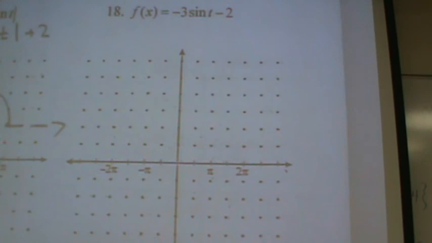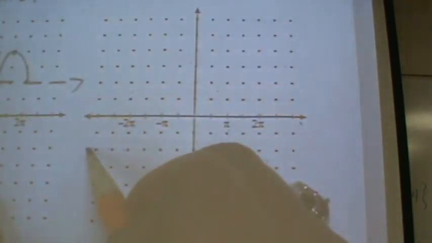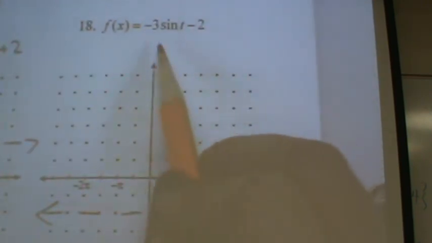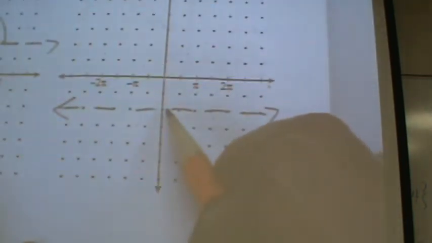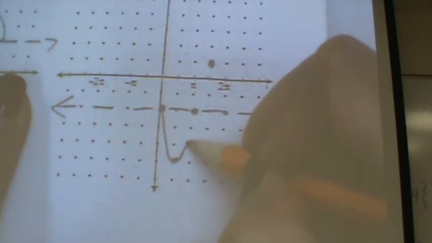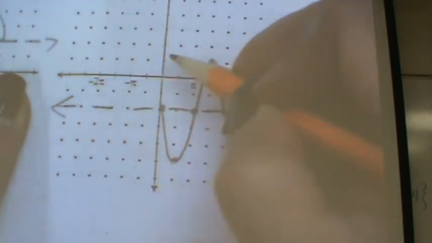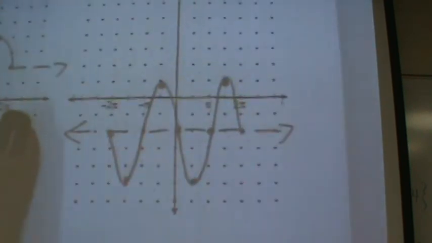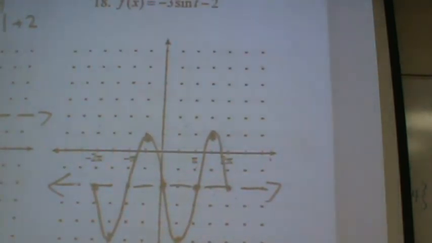And the last one, 2 units down. And it's an upside down amplitude of 3 sine curve. So you would start here and you're going to go 3 down. Back on, and go 3, 1, 2, 3 up. Back on. And that was the homework.